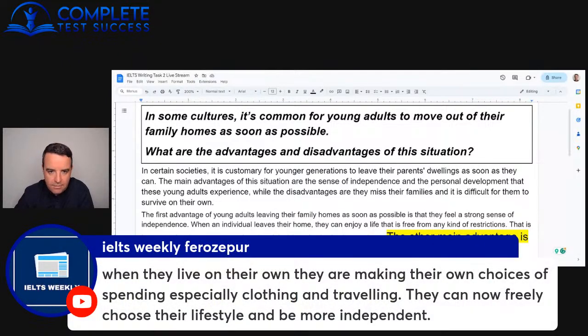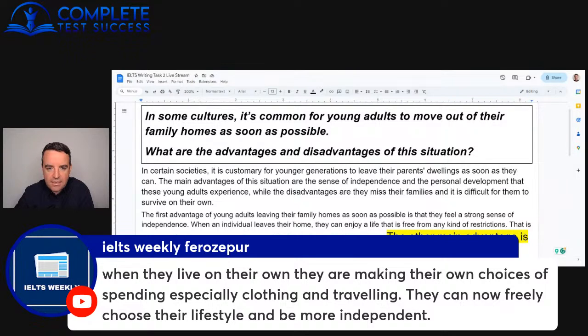Okay. When they live on their own, they are making their own choices of spending, especially clothing and traveling. They can now freely choose their lifestyle and be more independent. Yep. So that's good. But maybe that you're just giving examples of the type of thing that they can be independent. Can you give me the reason why they're more independent on their own than they are with their parents?